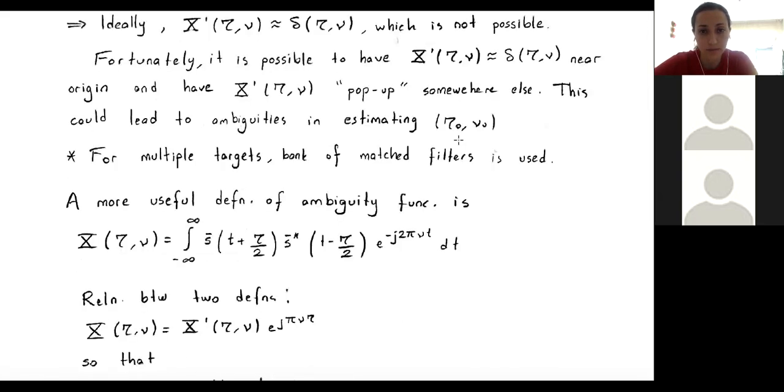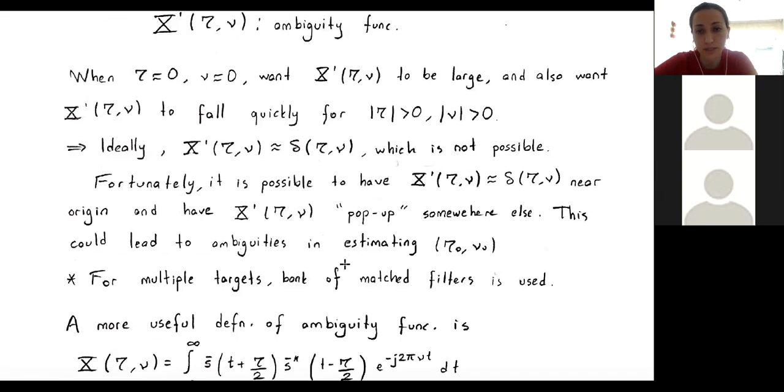Going back to our discussion. So we said that we can have something close to an impulse near the origin, and we can have other large values somewhere else. And these other large values will cause ambiguities in estimating the distance and velocity. So in any radar measurement, there are always range and velocity ambiguities. For example, if you estimate velocity as a constant, you can add certain values to that constant, and you can say that that's also a possible velocity, or that's also a possible delay.